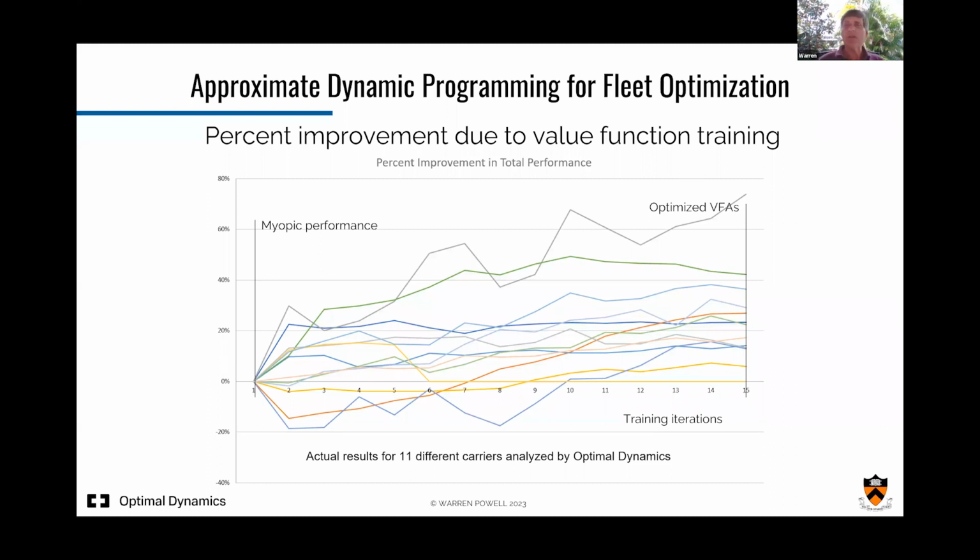Here's actual data from 11 different trucking companies from Optimal Dynamics, where at the initial time period, all the downstream values are 0, and we can see the performance of the company steadily improving as much as 20 to 40%.